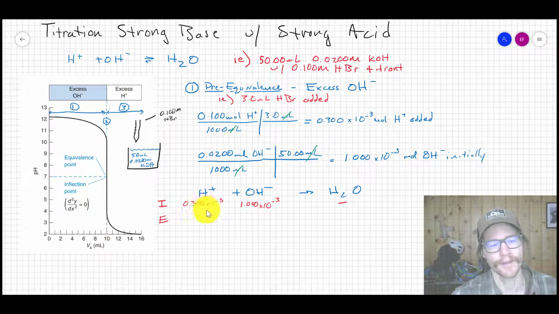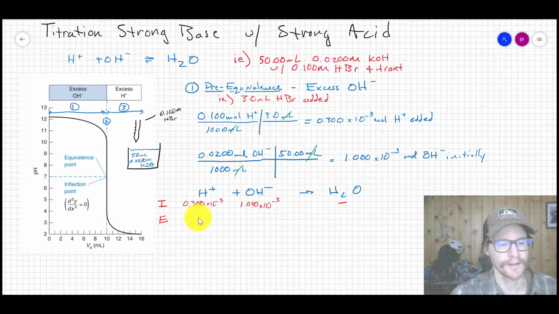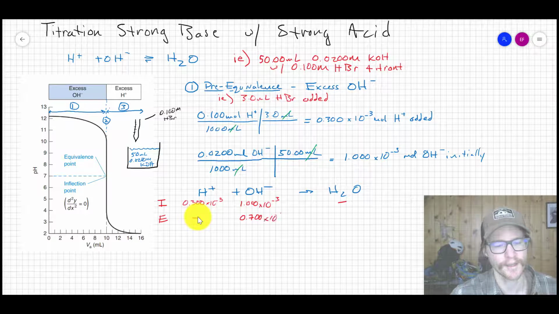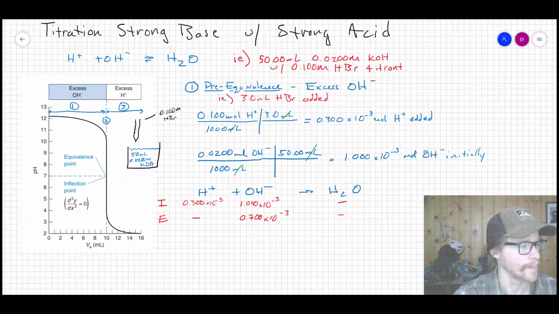At equilibrium, we know that all of the protons that are added to the system, which is less than the hydroxide, are going to be destroyed, and they are going to be subtracted from the hydroxide to create water. So that's going to leave us with 0 in the protons, and this is going to be 1.0 minus 0.3, which will give us 0.700 times 10 to the minus 3 as the moles of hydroxide at that point in the titration.